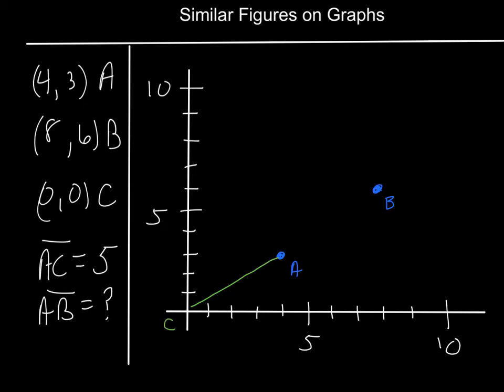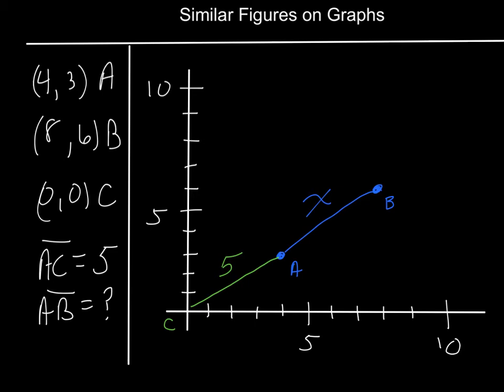The origin is point C. So from A to C is 5. And they want you to tell them how far it is from A to B. This is my x. We don't know what that one is. So it looks like it's about double, and that kind of makes sense, but we don't want to make an estimate or a guess. We should be able to calculate this.